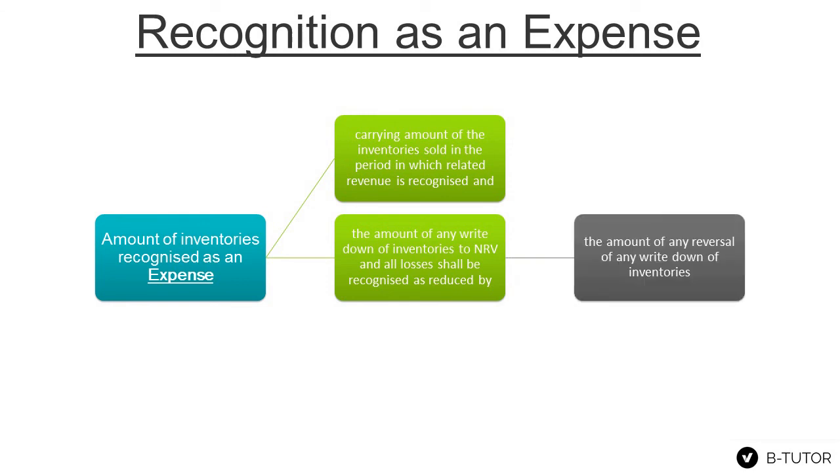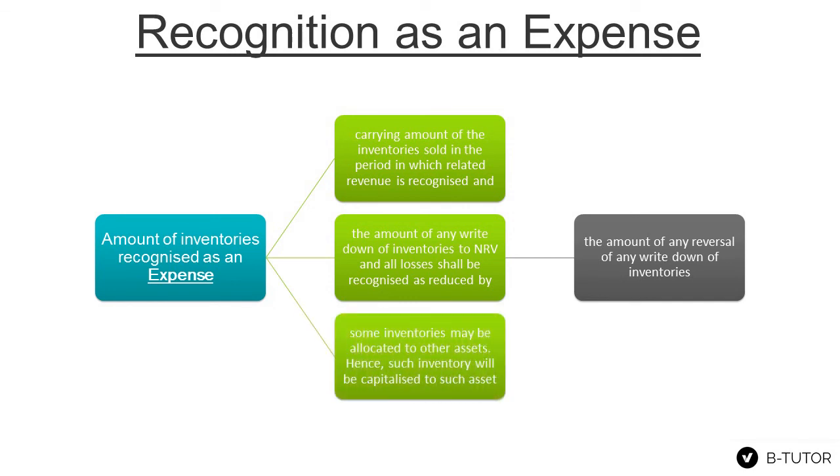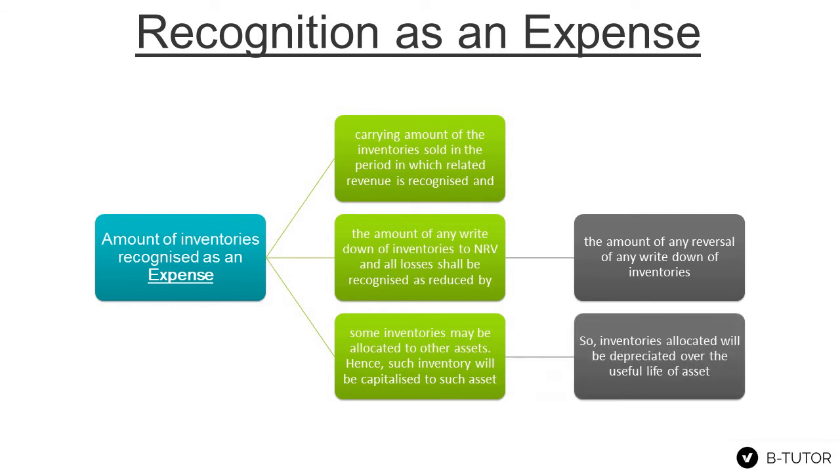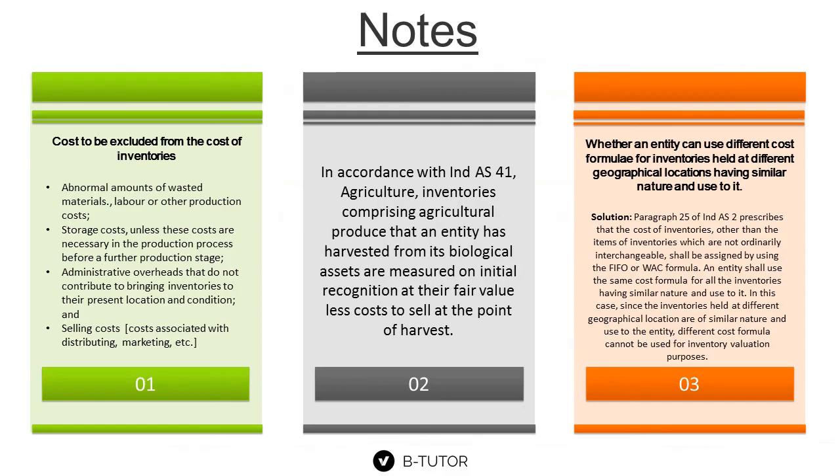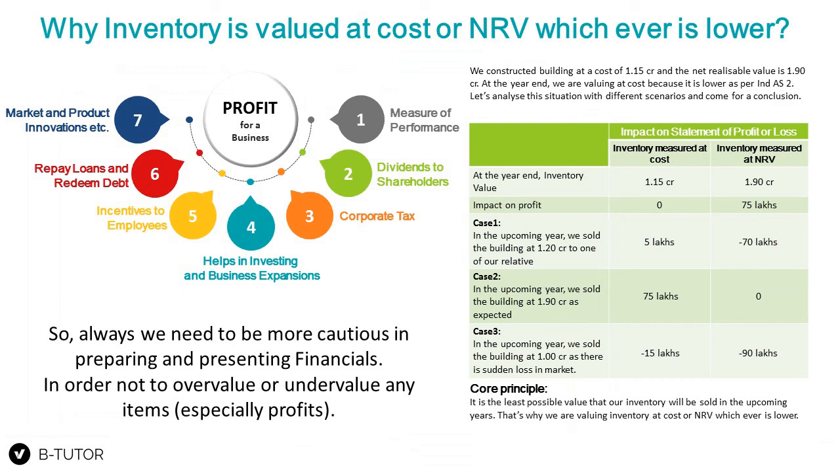Last point, some inventories may be allocated to other assets where the inventory will be capitalized to such asset. So inventory is allocated to be depreciated over the useful life of the asset. So the depreciation will be treated as expense in the period. Please go through disclosures and notes at your end.